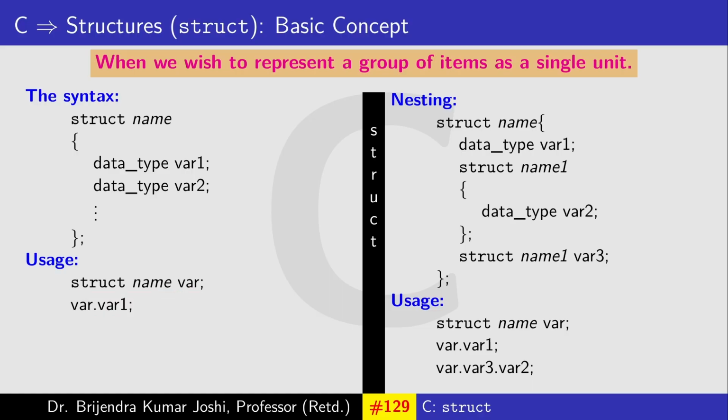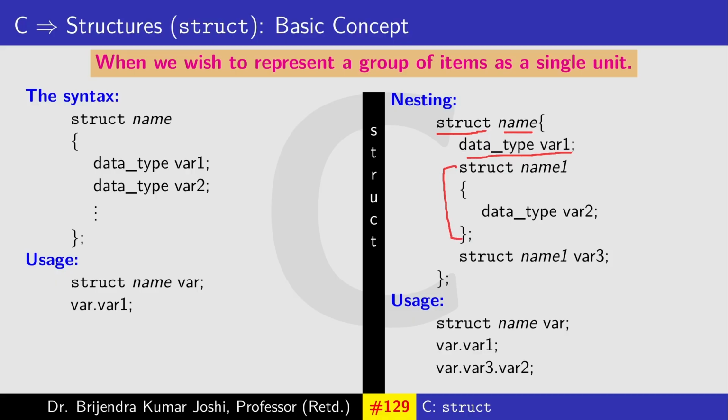Now one thing more, the structure can be nested. Structures can be nested. You can have a structure inside a structure, inside a structure, inside a structure, and so on. And theoretically there is no limit on the depth of nesting. You can have as many structures inside one another as you require. Now what is the syntax? Again the struct keyword, then the name, and then inside this you can have as many data types, data variables as you require, and inside this you can declare another structure.